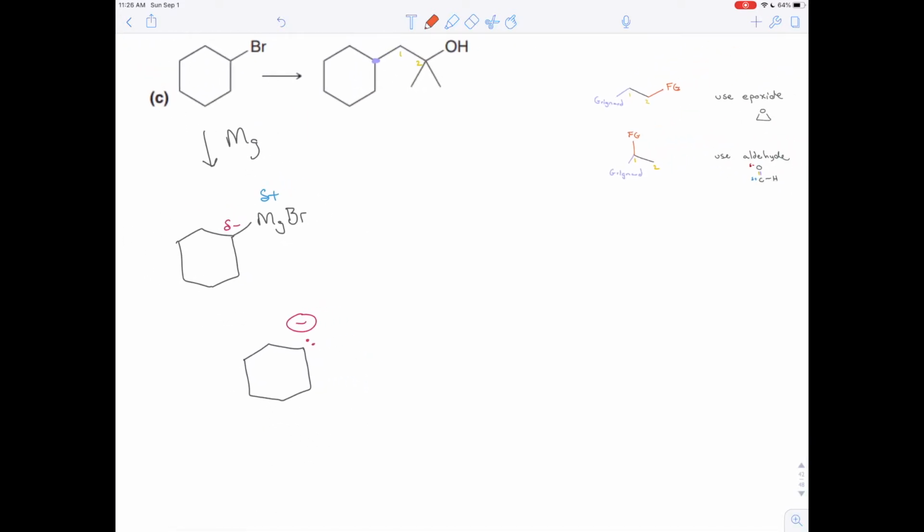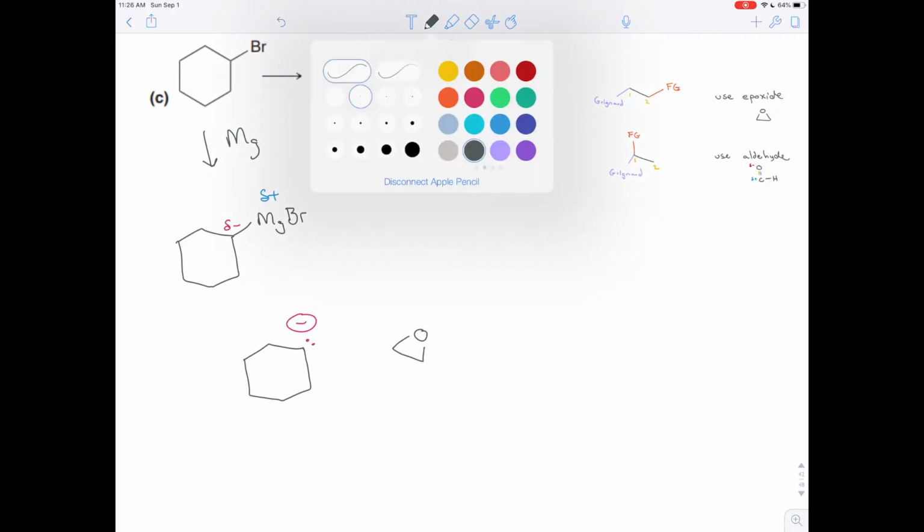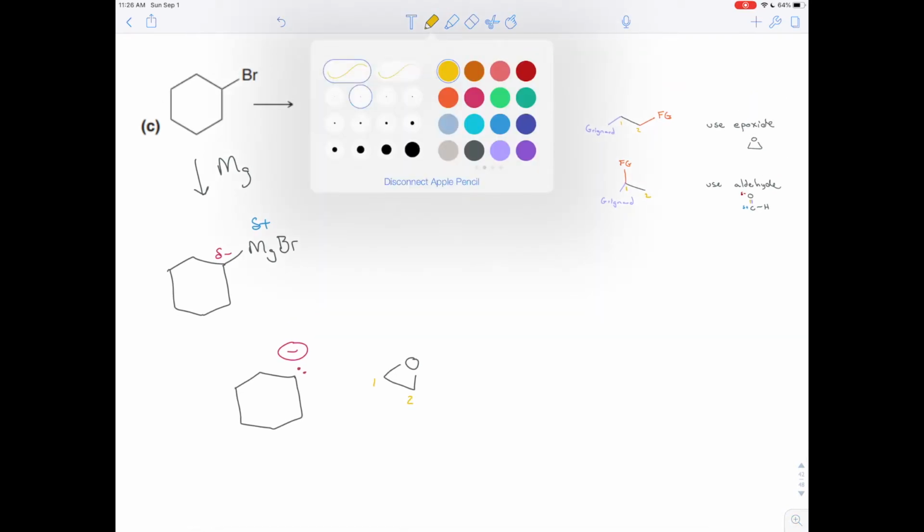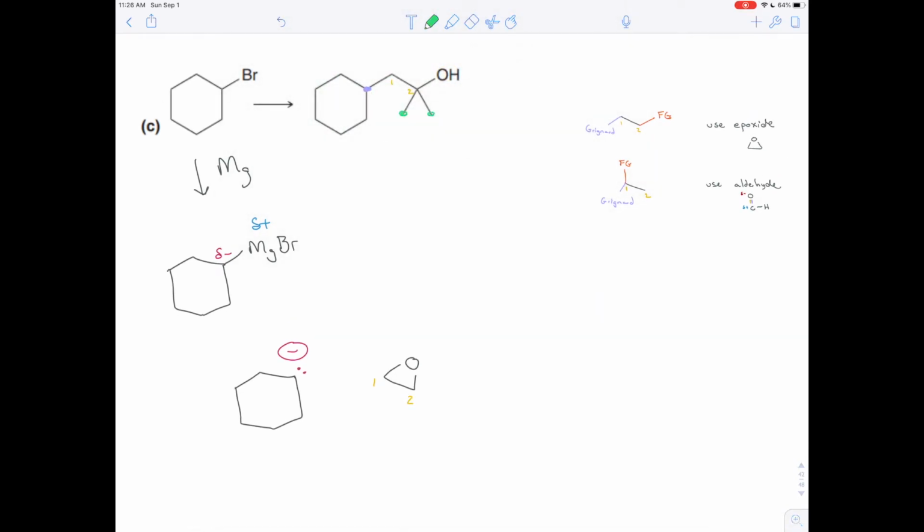Okay, let's think about what epoxide we want. First, I'll just draw the 3-membered epoxide. We know this is 1, we know this is 2. Notice though how 2 here has 2 methyl groups coming off of it. And so I'm going to put 2 methyl groups coming off of that there. Those are these 2. Here.